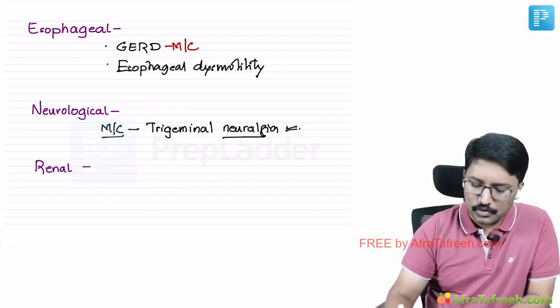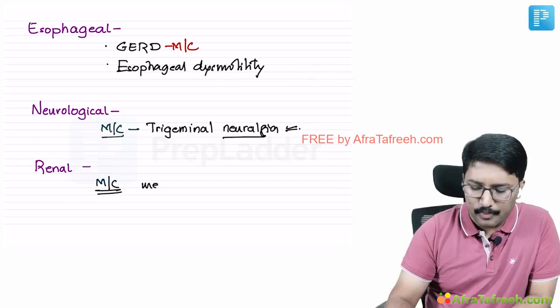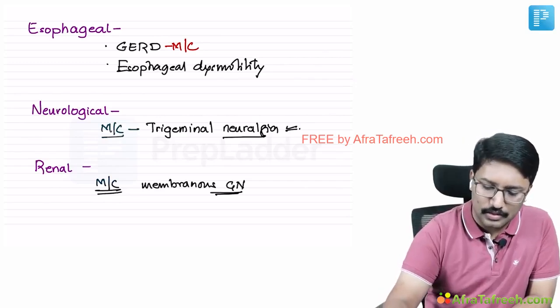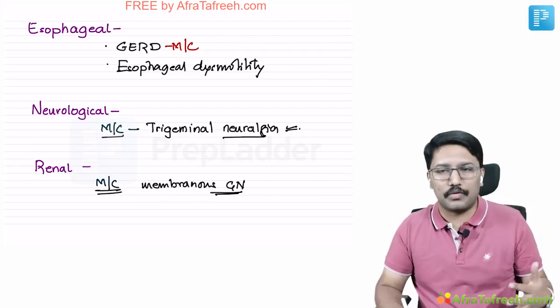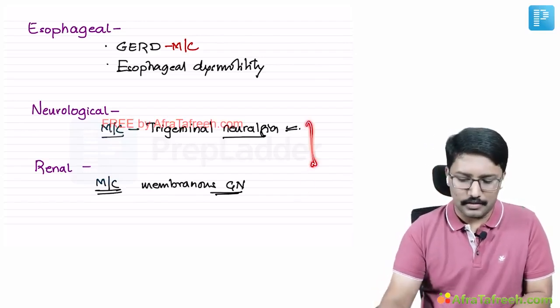Okay. And what is the most common renal manifestation? The most common renal manifestation is usually membranous glomerulonephritis. Membranous glomerulonephritis. So obviously it is not a proliferative form, right? So there is no major severe involvement of kidneys. There is no severe involvement of the brain. That much I can clearly tell you.